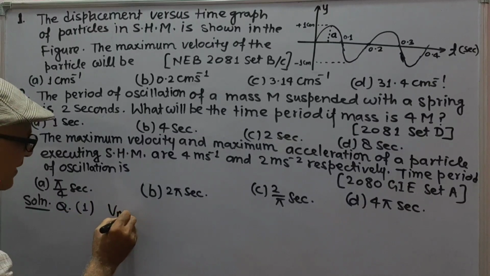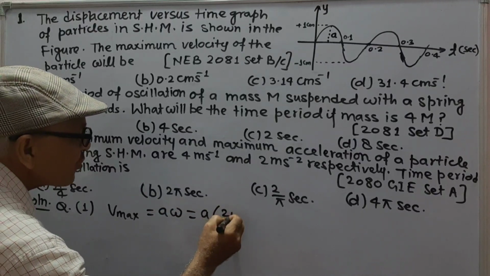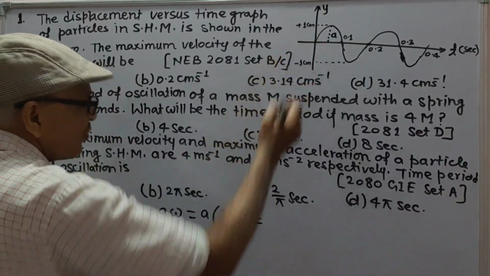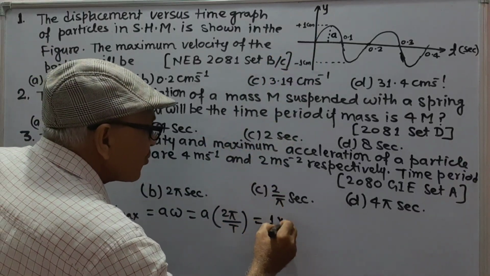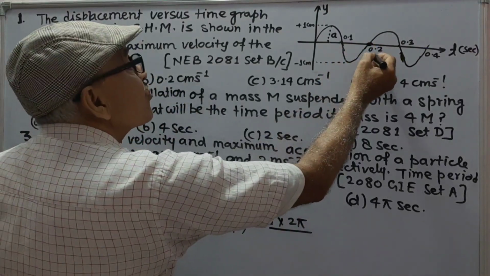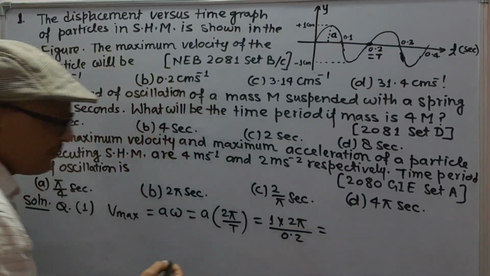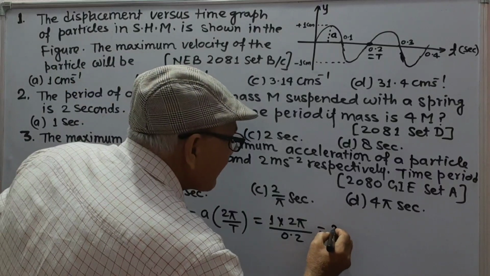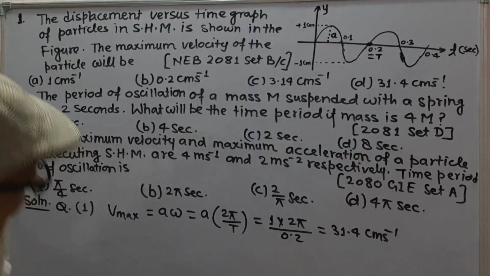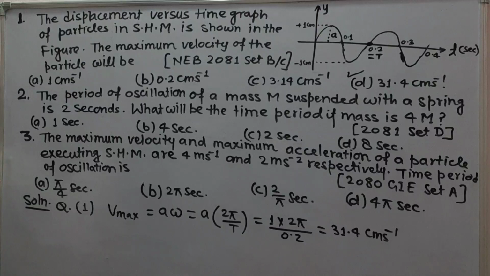So solution to question 1. V maximum is equal to A omega, where omega is equal to 2 pi by T, the angular velocity. A is given to be 1 cm into 2 pi, and T is 0.2 second. This gives 31.4 cm per second. So the correct option will be D.